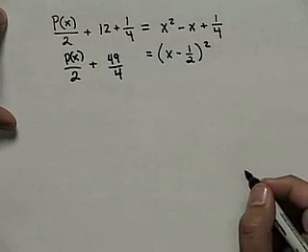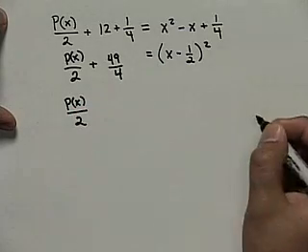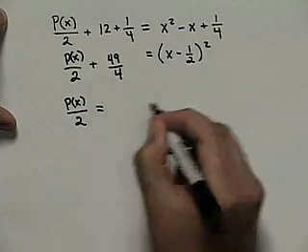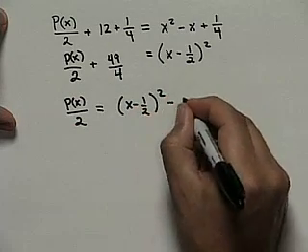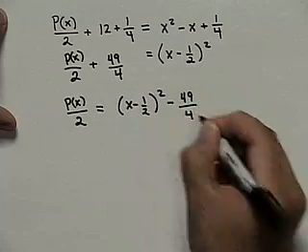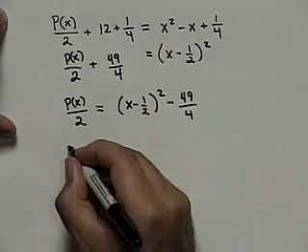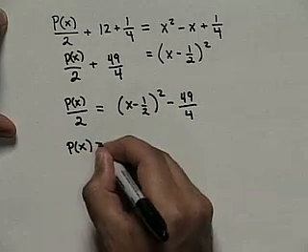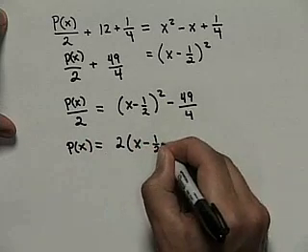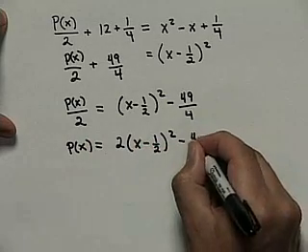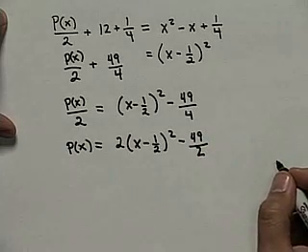So now solving this for p of x, the next step is to subtract 49 over 4 from both sides. So that gives us x minus 1/2 quantity squared minus 49 over 4. And now as the final step, getting p of x alone, we'll multiply both sides of the equation by 2. And we'll end up with p of x equals 2 times the quantity x minus 1/2 squared minus, and now 49 over 4 times 2 gives us 49 over 2.